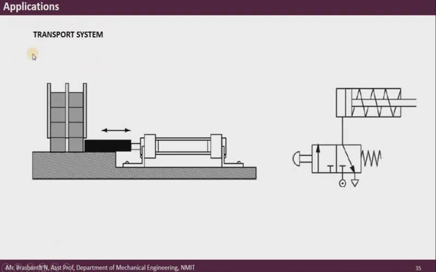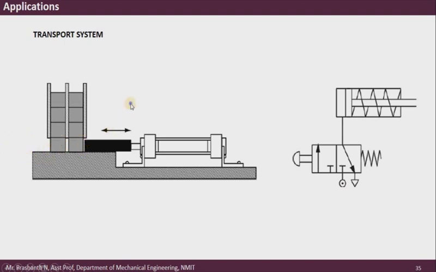Now let us come to the applications where these types of circuits are used. Suppose you have a simple application where some components need to be fed to the conveyor, and these components are stacked one above the other, and then you have a pneumatic cylinder. It may be a single acting cylinder. The single acting cylinder will just push these components and transfer them to the conveyors wherever required.